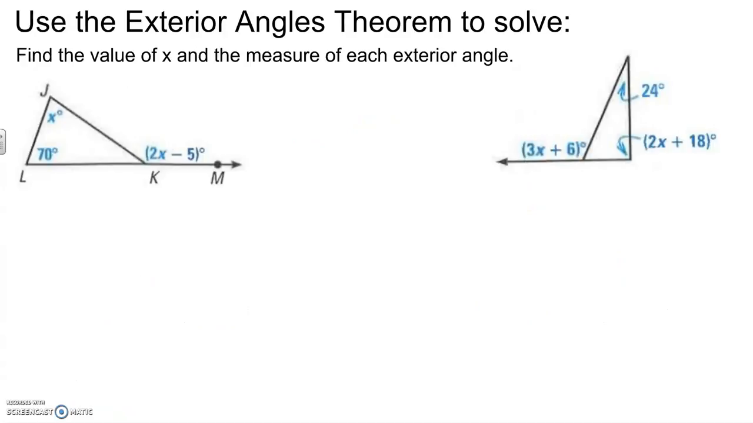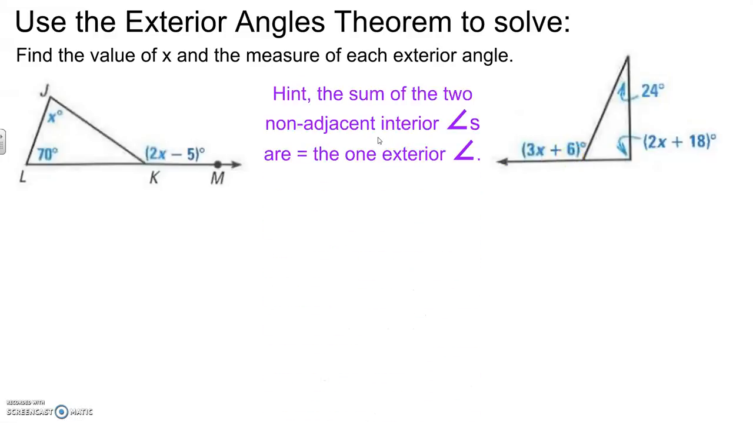Okay. Our last example here is to use the exterior angles theorem to solve. As a reminder, the exterior angles theorem tells us that angle J plus L should be equal to angle JKM. And here, these two interior angles that are non-adjacent, meaning not next to the exterior angle, are equal to the exterior angle. So we see that here. So set up your equations and solve, and then come back to the video.